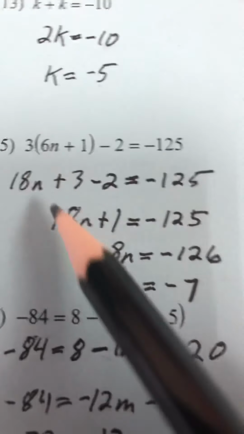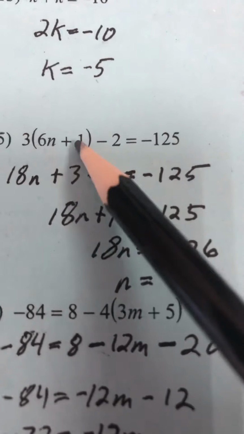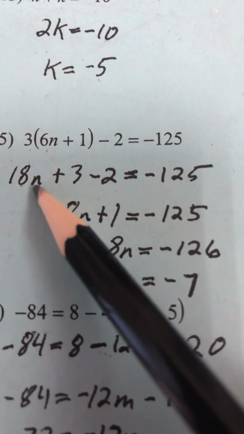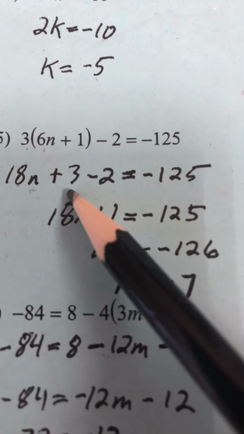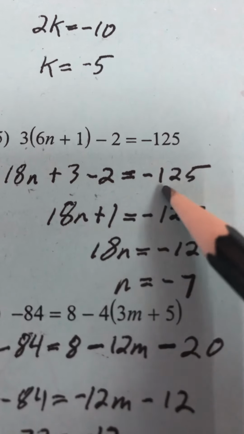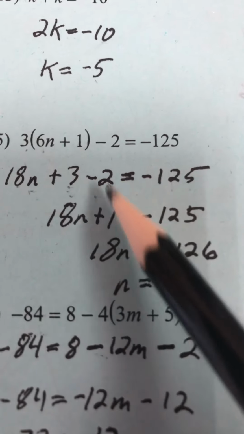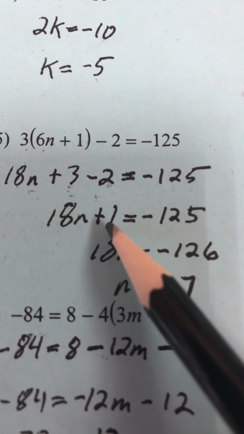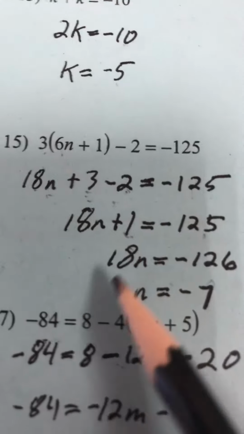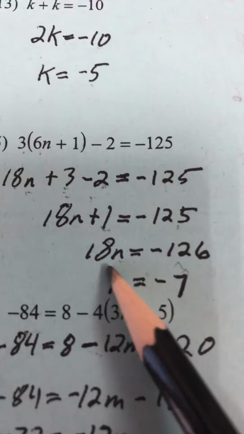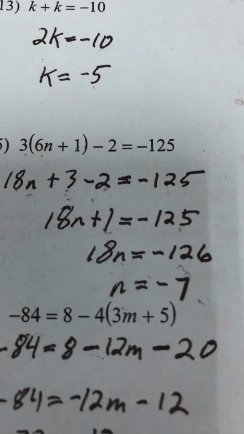This one has a lot of steps. I have to do the distributive property first. 3 times 6 is 18. I had n with it. 3 times 1 is 3. And I have -2 equals -125. I just bring down. I combine my like terms. 3 minus 2 is 1. I subtract 1 from both sides, and I divide both sides by 18. I get n equals negative 7.